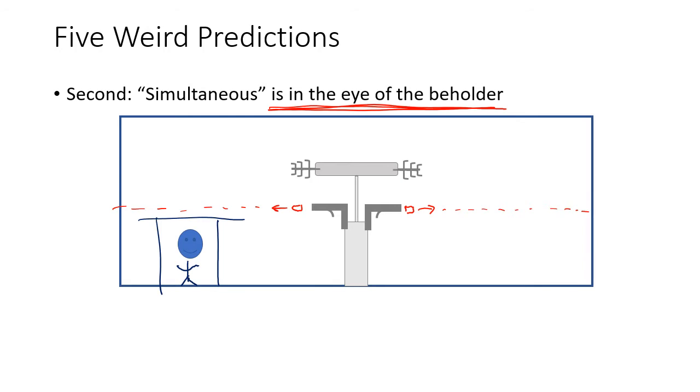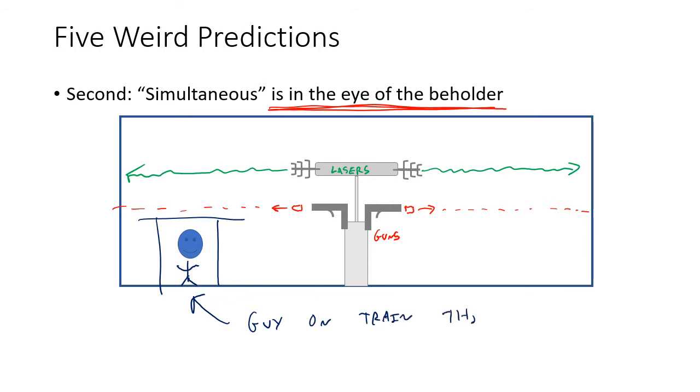Now, in addition to these bullets, the guns shooting the bullets, I've got lasers mounted in both directions. Just to be clear, these are lasers, these are guns. The lasers are going to shoot laser beams out in both directions. By the way, this is absolutely nothing like what a real laser looks like, but it looks cool, right? Like, it looks kind of sci-fi. The lasers are going to shoot lasers out in both directions. Now, if you are this guy on the train, the guy on the train thinks the following 2 things.